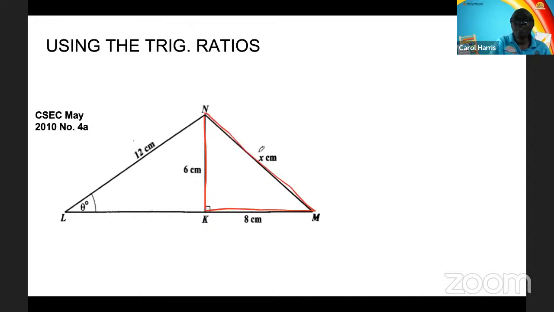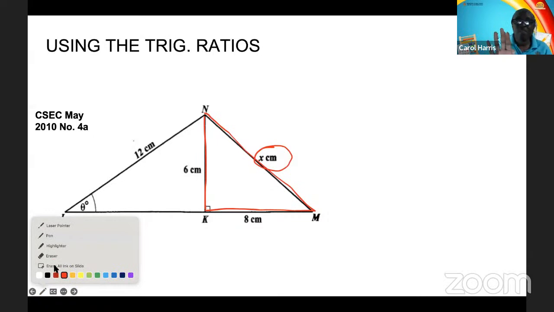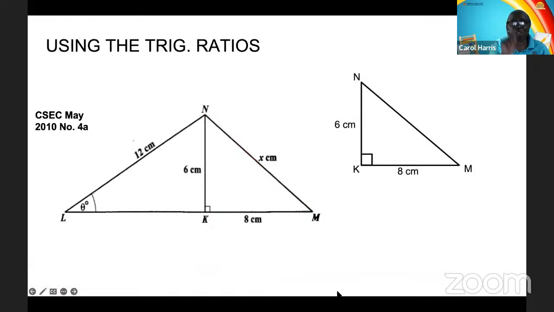All right, so I'm trying to find the length of X. Notice that Sir has highlighted the triangle on the right of the two triangles. It's always useful, students, when you're doing questions like these, to isolate the triangle that you're dealing with. Pull out that one and draw it by itself, so you can see all the lengths and all the angles that you're dealing with. So we've isolated triangle NKM.